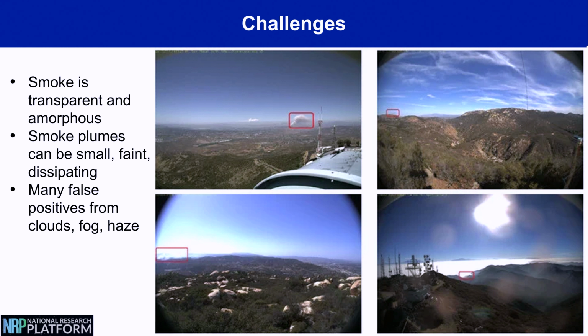In the lower right, again, very small, very faint. And you see the smoke is kind of among the haze and the mist. And then in the lower left, you see smoke that is against a background with a lot of glare, so it's hard to pick that out.